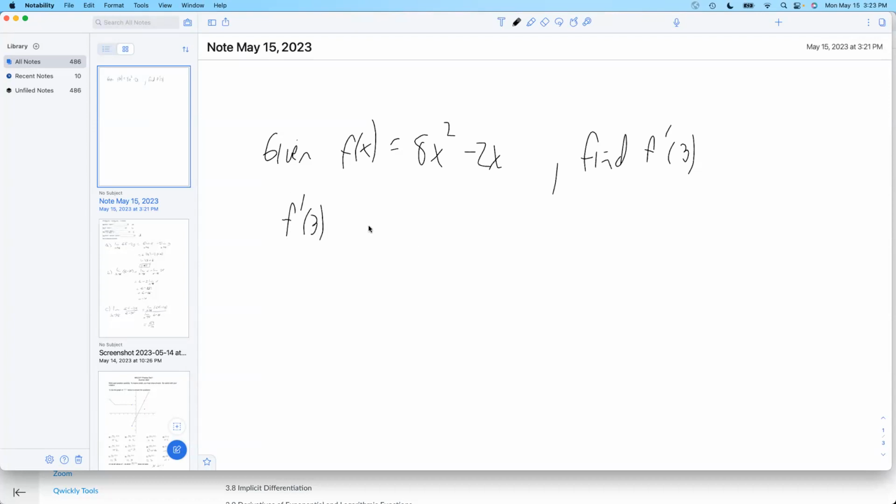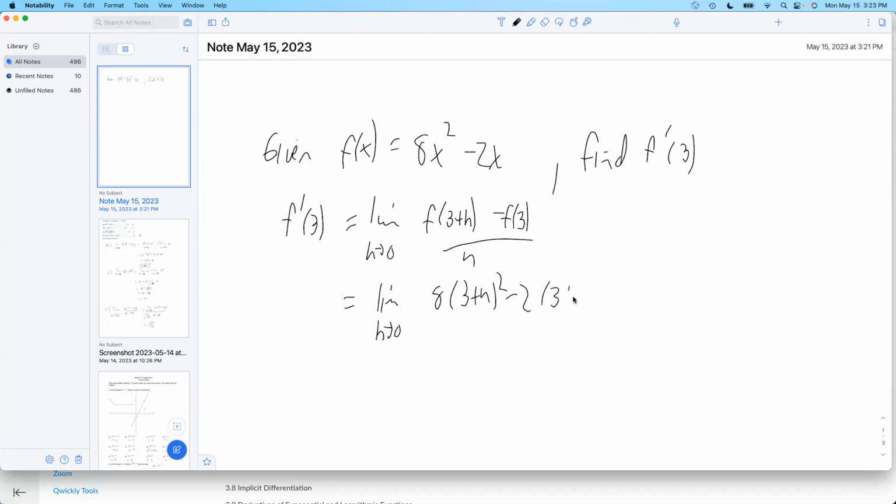F prime at 3 is by definition the limit as h approaches 0 of f of 3 plus h minus f of 3 all over h. That's the definition, which will equal, and this is what your write-up should look like, limit as h approaches 0. Replace all the x's with 3 plus h in parentheses. 8 times (3 plus h) squared minus 2 times (3 plus h).